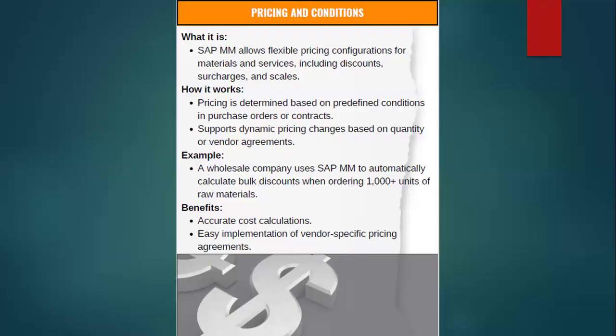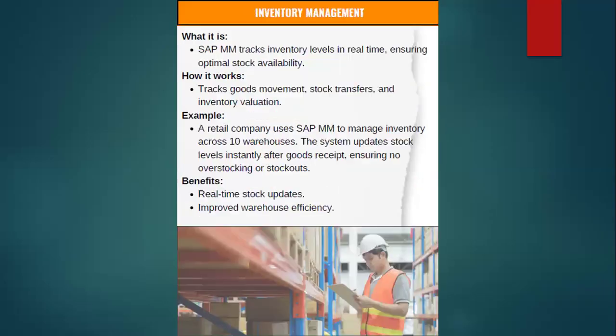Okay. So a wholesale company uses SAP MM to automatically calculate bulk discounts when ordering 1,000 plus units of raw material. It's just an example: if we are ordering 1,000 plus units, the vendor will give us a bulk discount. It is a condition that needs to be applied at pricing time. Got it? So what's the benefit of it? It gives accurate cost calculations, and it allows easy implementation of vendor specific price agreements.